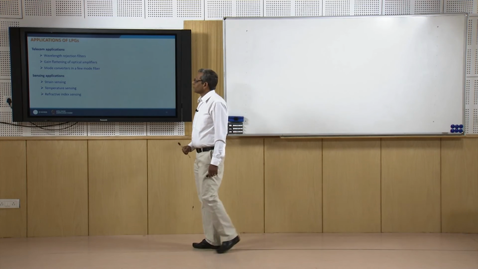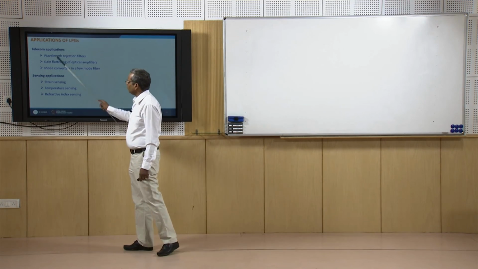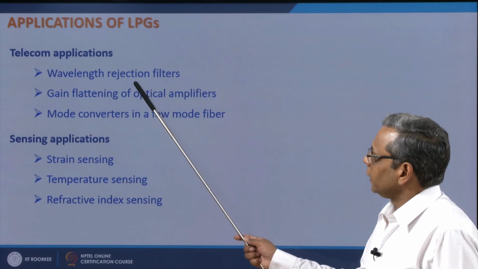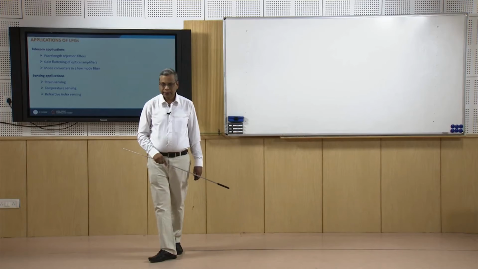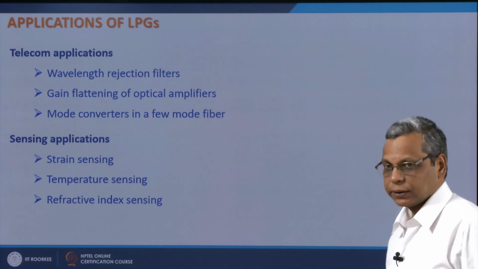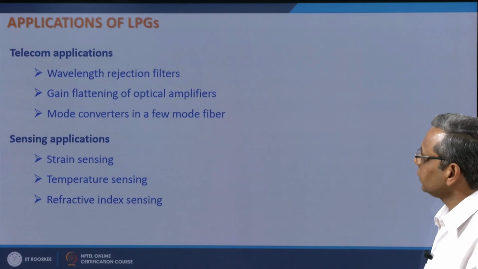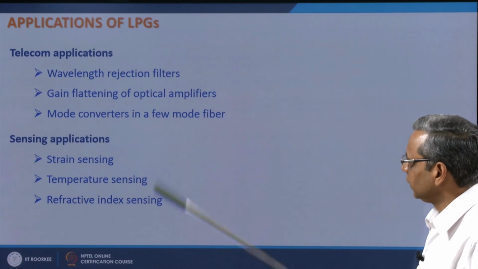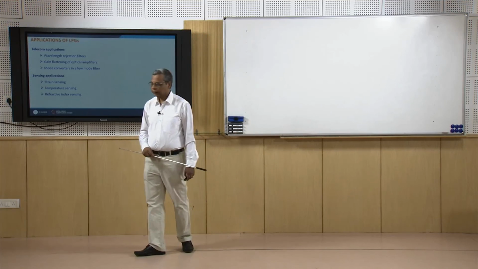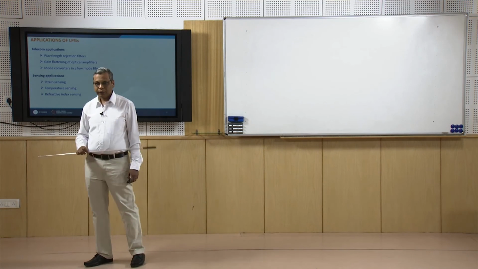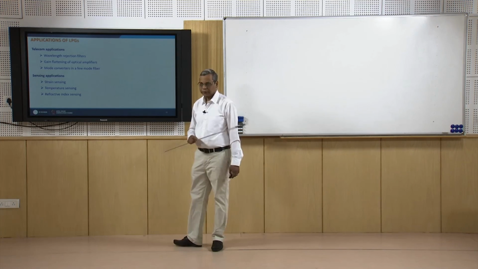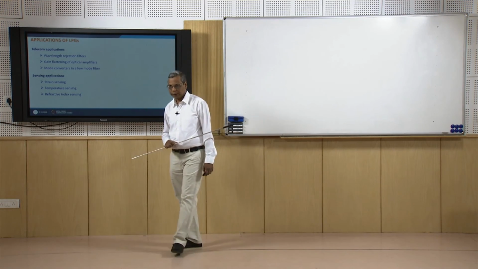What are the applications? Applications are in telecom and in sensing systems. You can create wavelength rejection filters using long period gratings. You can flatten the gain of optical amplifiers, because you can create rejection filters. So, you can flatten the gain, I will describe this. You can also make mode converters in a few mode fiber. If you have a few mode fiber, then you can convert LP01 mode into LP02 mode and so on, if you inscribe the right long period grating.